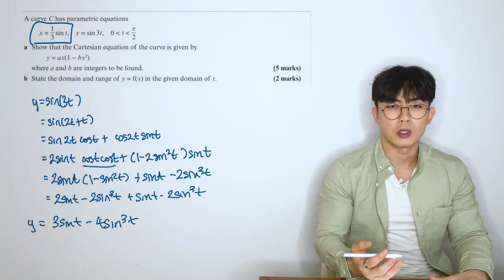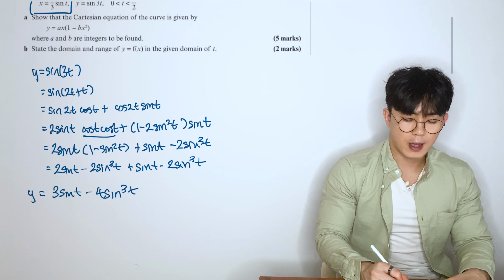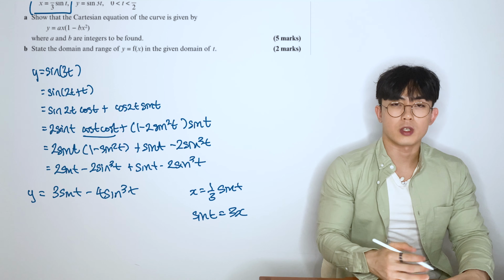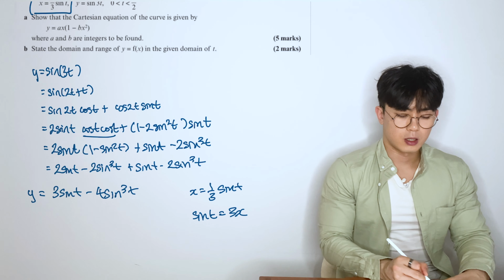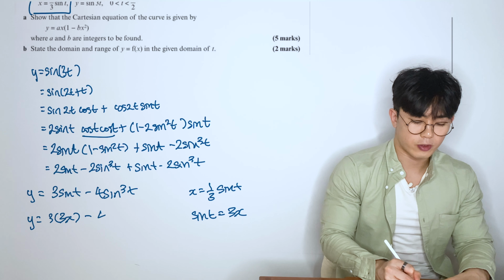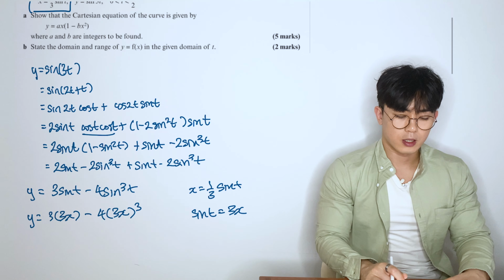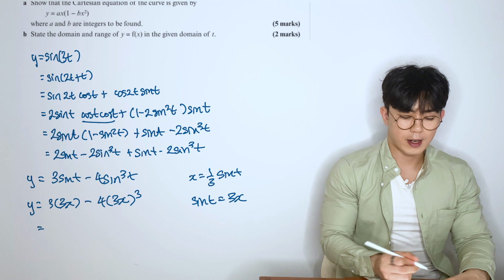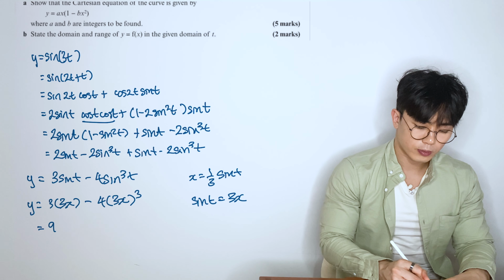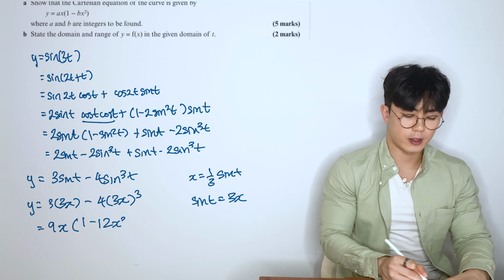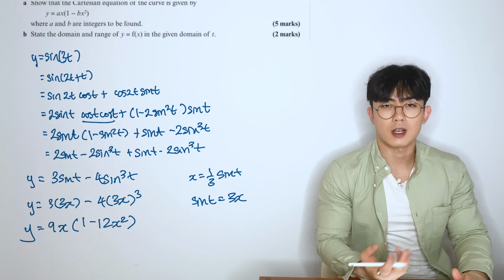Because we have x is equal to 1/3 sine t. So using that x is 1/3 sine t, we can get that sine t is equal to 3x, which I can now substitute into the y formula. So we'll have y is equal to 3 times 3x minus 4 times 3x cubed. So they want it in this form here, so they want to take something out. They both have 9x in common, so I can get 9x out. And then we'll have 1 minus 12x squared inside the bracket. So this will be our Cartesian equation.